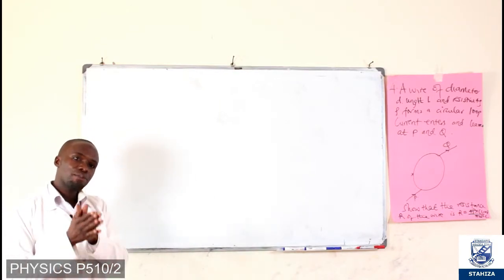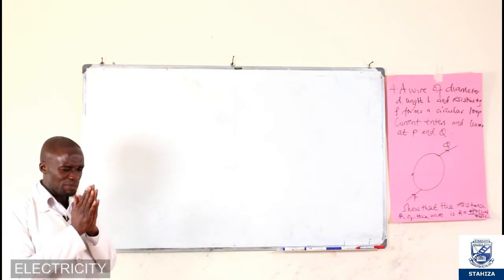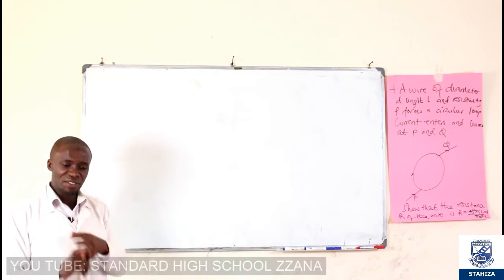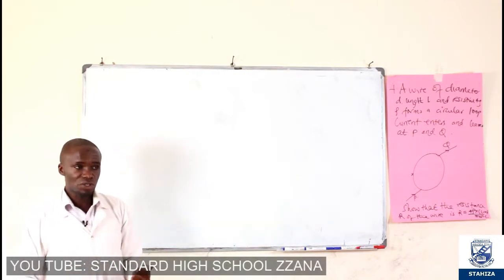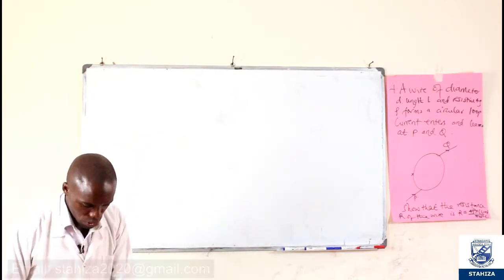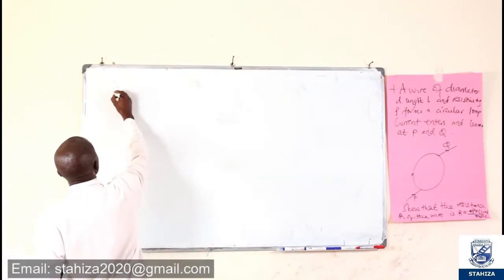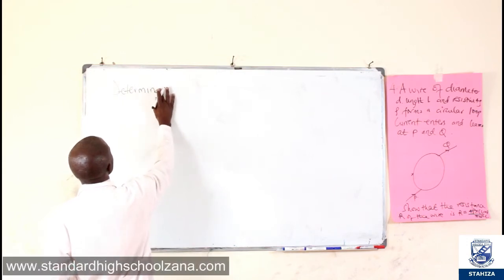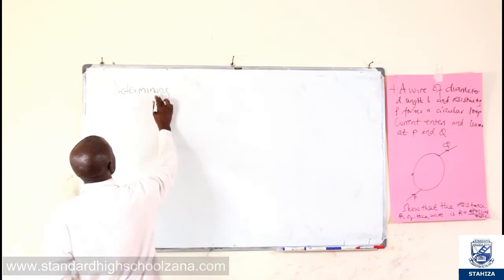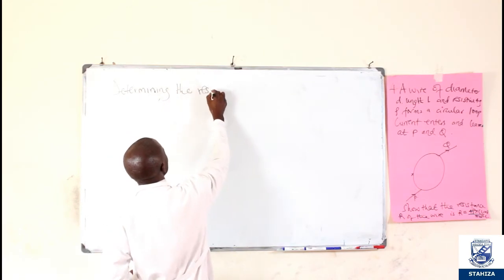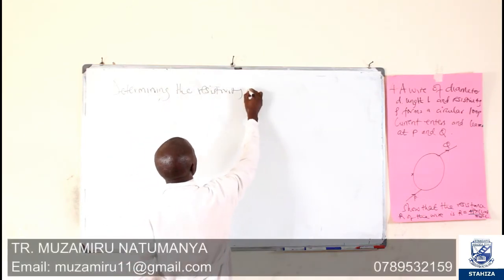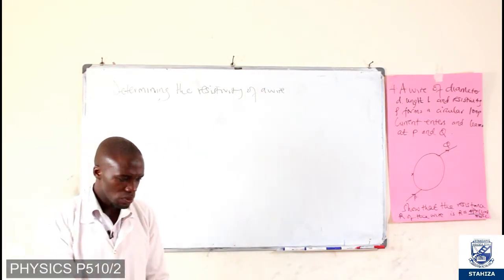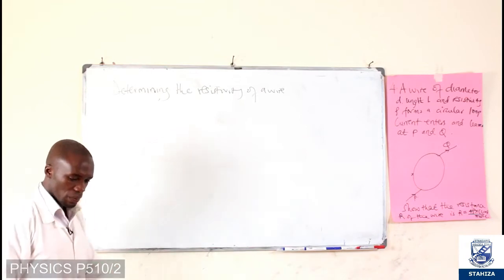We had said the purpose of that meter bridge was to determine the resistivity, to compare the resistances, to do very many things. And now we are going to look at one of the applications of that meter bridge. We are determining the resistivity of a wire. We are carrying out an experiment to determine the resistivity of a wire.